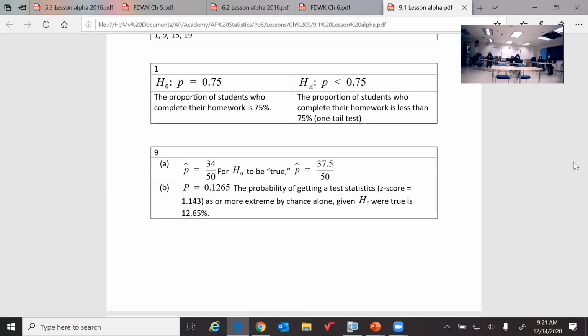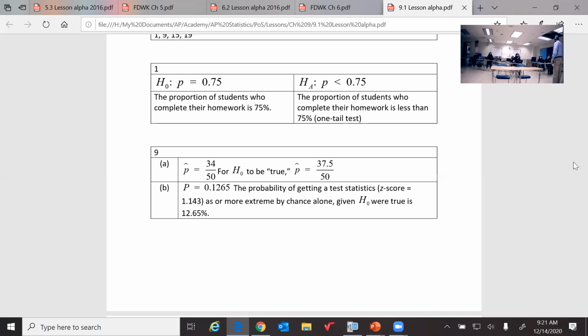So what happened? P hat, the sample proportion, was 34 out of 50 kids. If the null were true, 75% of 50 kids would be 37.5. So why is that 34 not equal to 37.5 kids? Is it because the true proportion of kids doing homework is less than 75%? Or is it due to sampling variability? Makes sense? That's what you're asking yourself.